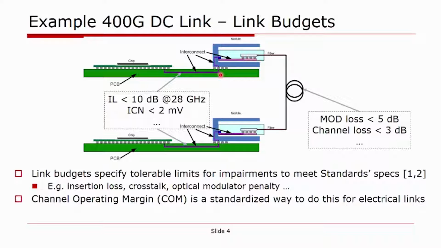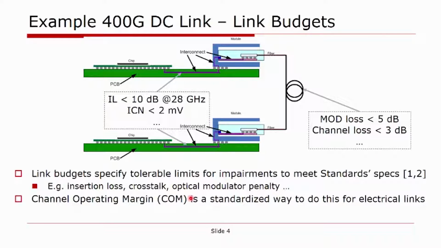For example, on the electrical link side, we want to see how much of that budget we allocate for the insertion loss that we incur as the signal travels over these copper traces, how much we should allocate for crosstalk, and so forth. Similarly, on the optical link side, we want to see how we allocate the available budget between losses we incur in the optical modulator, losses we incur in the fiber, and so forth.